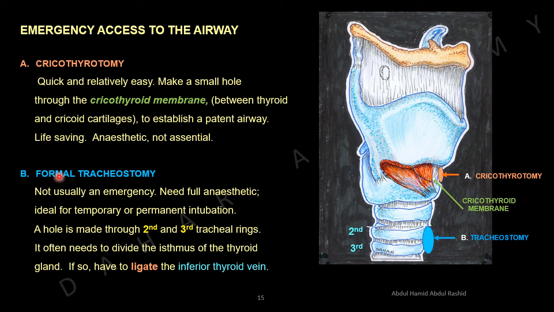Second method is formal tracheostomy, that is going through the trachea. You can see here, this is second and third tracheal rings. Not usually an emergency. Need full anesthetic, ideal for temporary or permanent intubation. A hole is made through second and third tracheal rings. It often needs to divide the isthmus of the thyroid gland, which lies in front of the second and third tracheal rings. If so, as I have stated earlier in venous drainage of the larynx, you know inferior thyroid vein will be in front of the isthmus. You might have to ligate it.